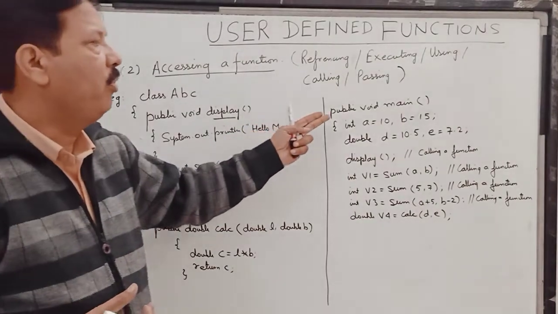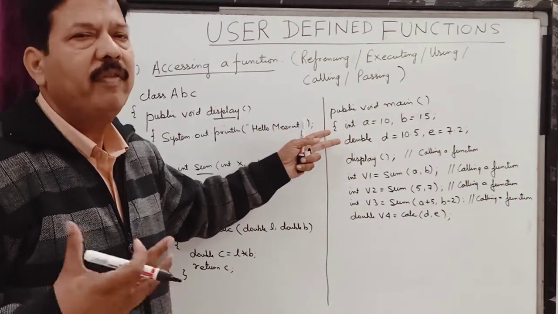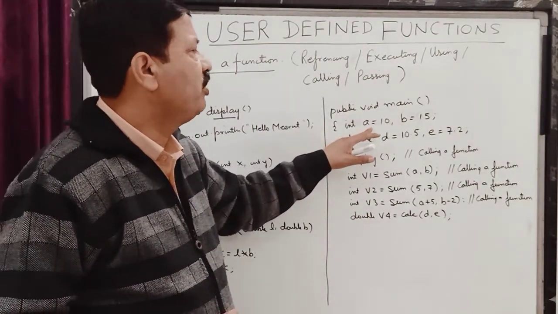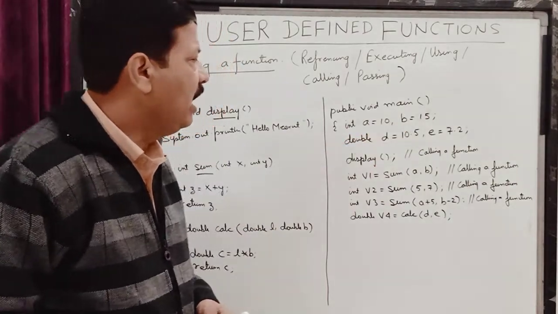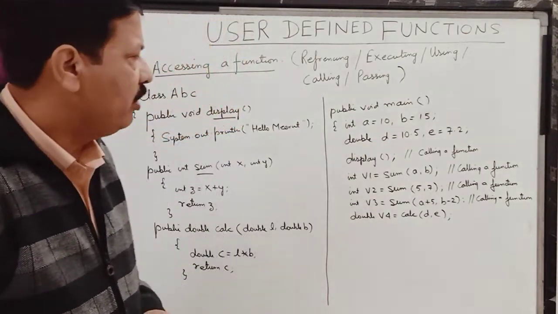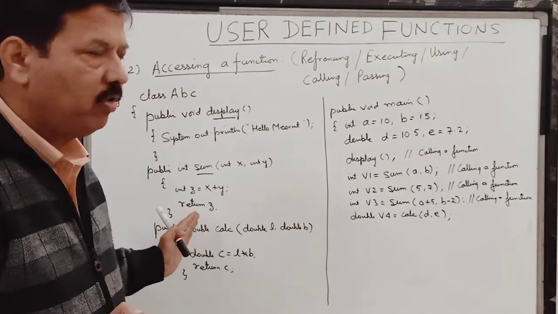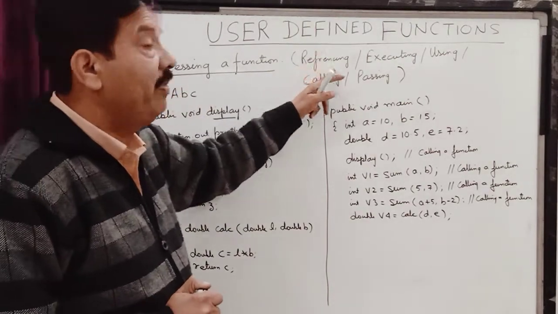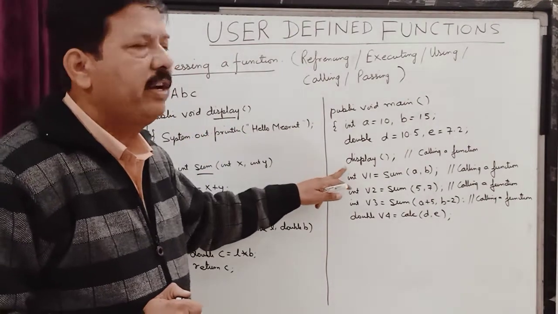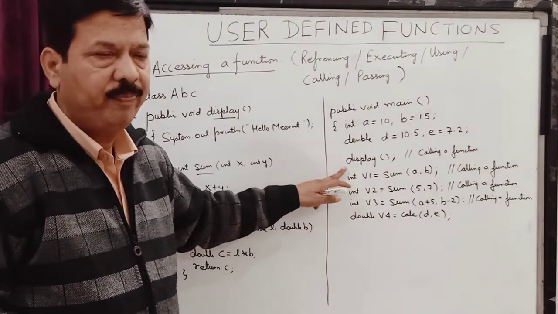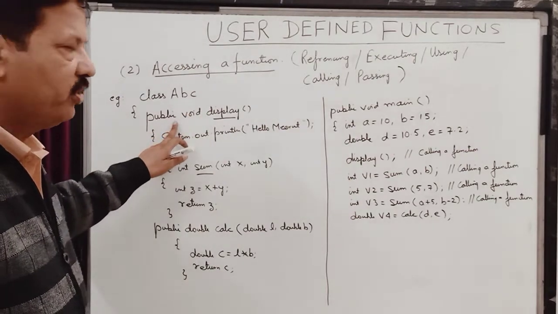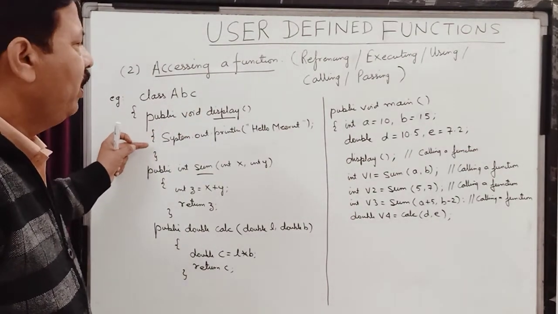Then I come to my main program and I have taken some values over here. These values can be input by the user also. Here I have taken two integer values, A as 10 and B as 15. And I have taken double D as 10.5 and double E as 7.2. Now, children, I am calling these functions, accessing or referencing them. To call the function display I have just written display because it is a non-returnable function. When I write display, the control is transferred to this function, and whatever this function does gets executed.